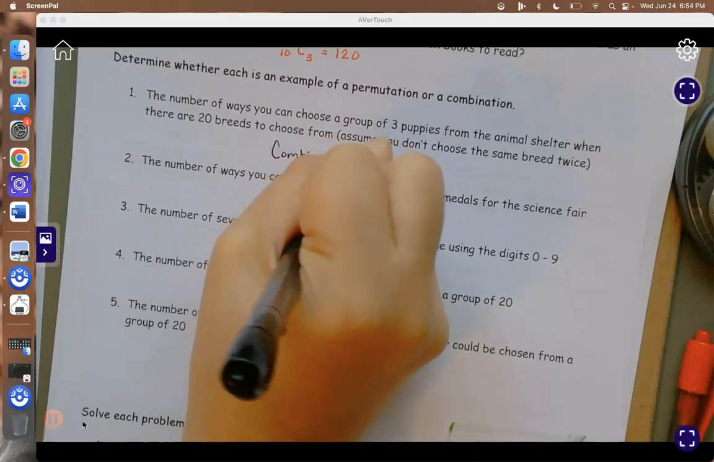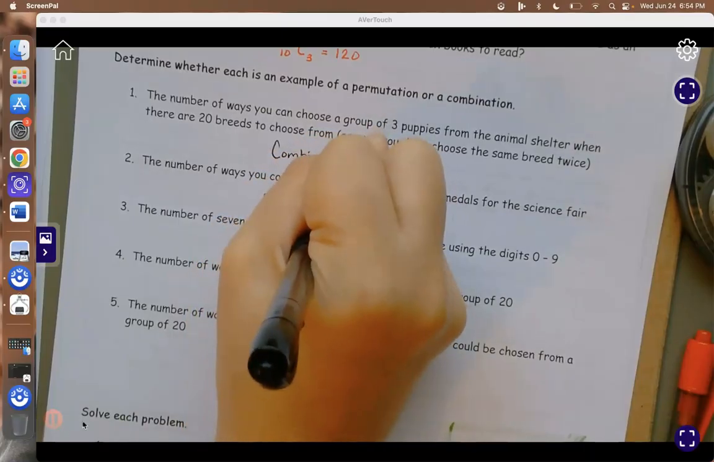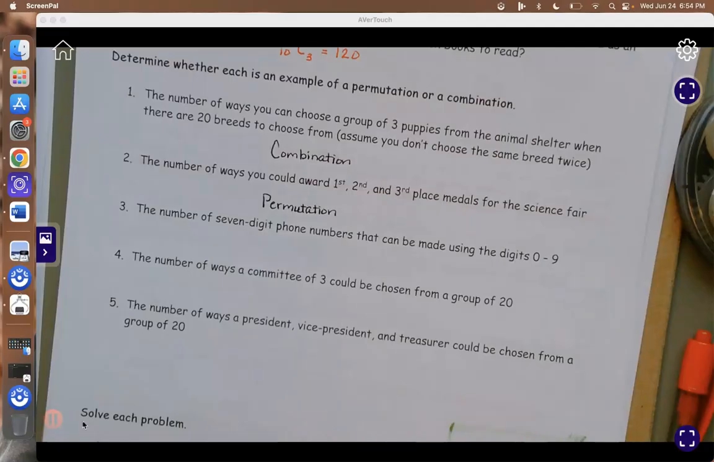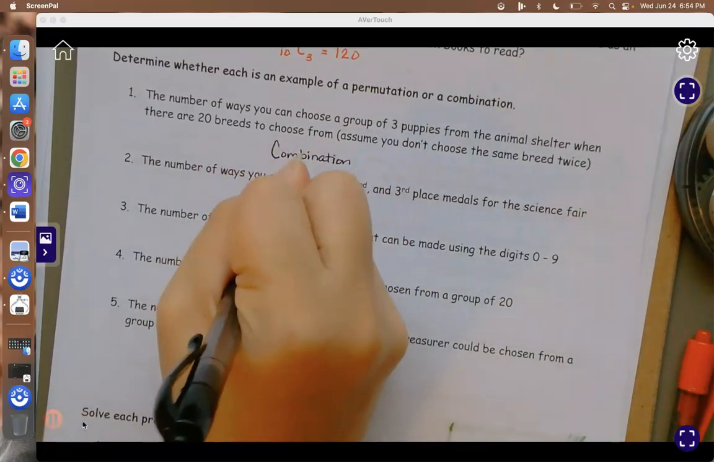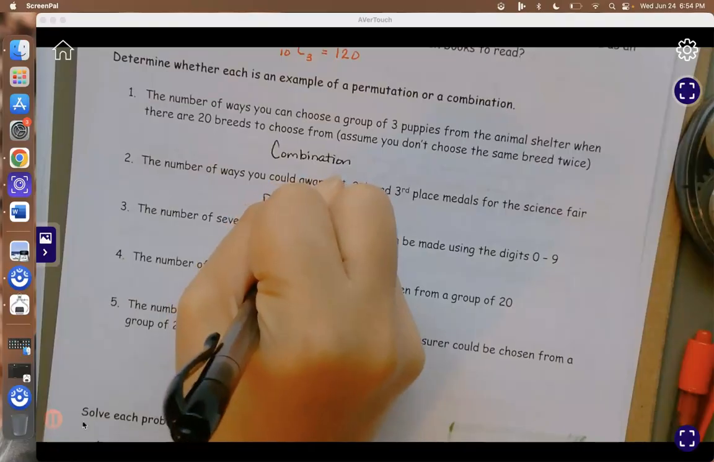So if it's a competition or it's assigning roles by name that have labels, that's all permutation. The number of 7-digit phone numbers that can be made, is the order of the digits important? Yeah, because if I give you the numbers that are in my phone number, if I don't give them to you in the right order, you're not going to get hold of me. Okay, so that's a permutation.